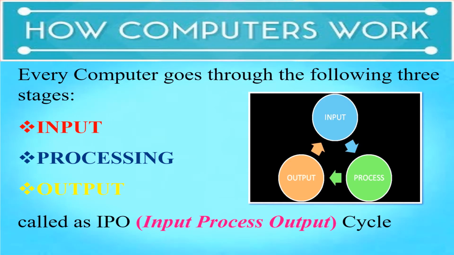So in the last class we have studied about how the computer works. So let us revise that. The computer works in three stages: input, processing and output. Means the computer follows the IPO cycle.